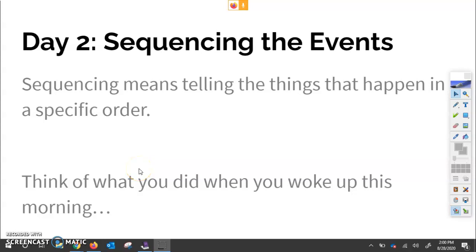Welcome to day 2 of our writing a narrative. Today we're going to be learning about sequencing the events of our story. And sequencing just means telling the things that happen in a specific order.